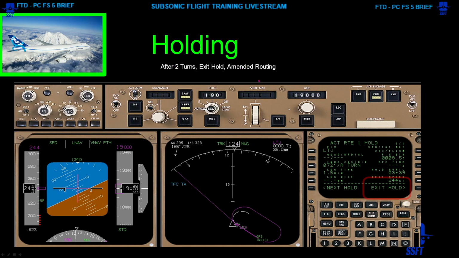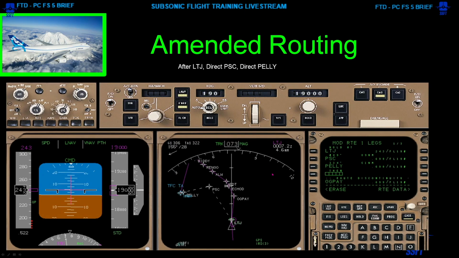And it looks like we have an amended routing. And so we'll hold in there for a while, and then the amended routing is going to be after Klickitat, direct Pascal, direct Pelly. That's the same one we got last time, actually. So we'll put that in. We're holding at Klickitat, and then we'll put in after Klickitat, direct Pascal, Papa Sierra Charlie, direct Pelly. That creates a discontinuity again.